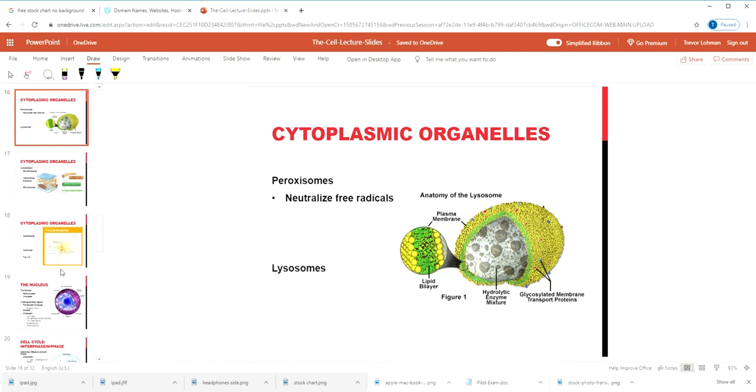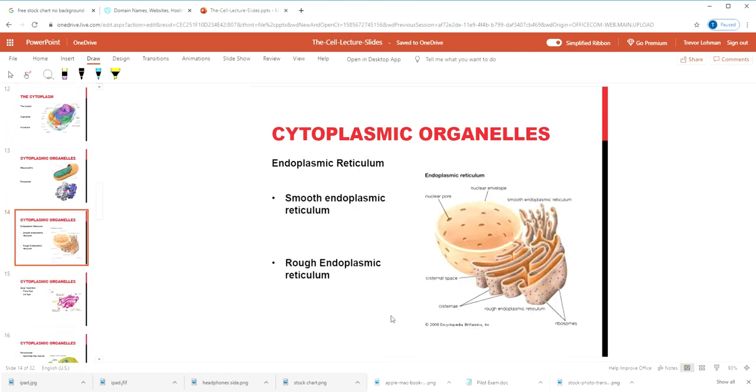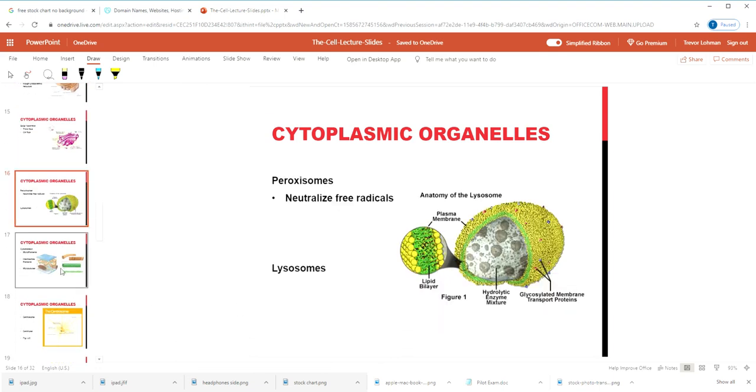So let's say I'm a white blood cell, I'm a neutrophil, and I phagocytize some bacteria. So I bring this bacteria inside the cell. I have this vesicle filled with bacteria. I'm going to send some lysosomes over there to merge with that vesicle and release acid into and onto that bacteria to digest it. They also digest dead organelles and just anything that needs to be digested. So peroxisomes and lysosomes are both membranous organelles, as are the Golgi Apparatus and Endoplasmic Reticulum. These are all membranous organelles.